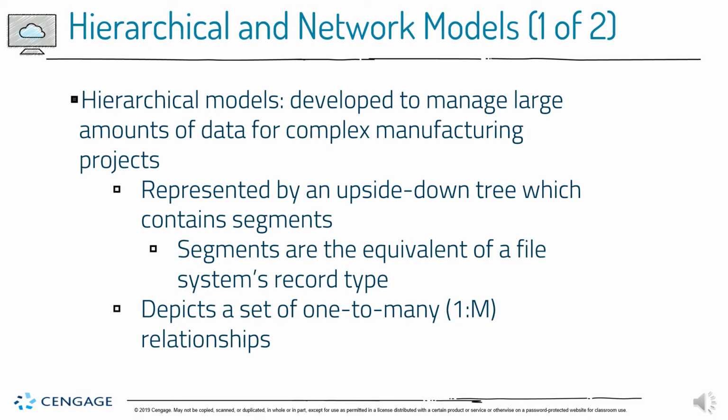The model's basic logical structure is represented by an upside-down tree. The hierarchical structure contains levels or segments. A segment is the equivalent of a file system's record type. Within the hierarchy, a higher layer is perceived as the parent of the segment directly beneath it, which is called the child. The hierarchical model depicts a set of one-to-many relationships between a parent and its children segments. Each parent can have many children, but each child has only one parent.